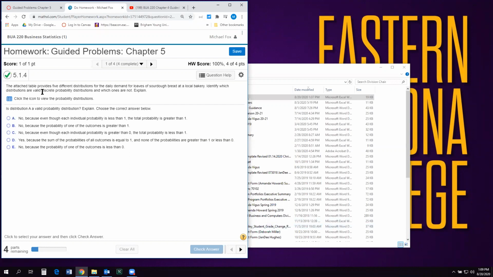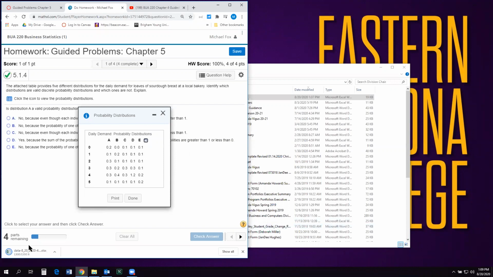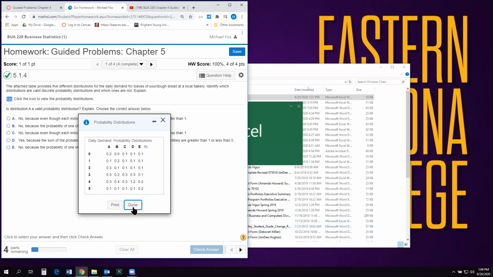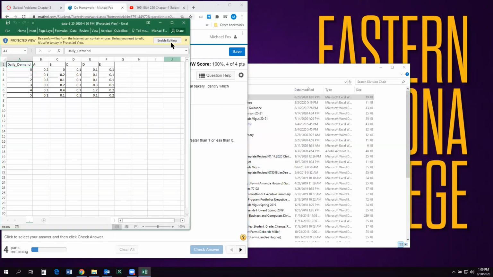So the first one is: the attached table provides 5 different distributions for the daily demand of loaves of sourdough bread at a local bakery. Identify which distributions are valid discrete probability distributions and which ones are not. So I'm going to open this in Excel. It's going to be really slow. There it goes.